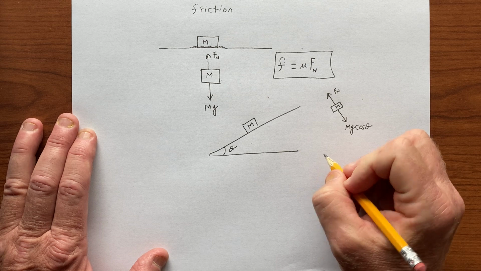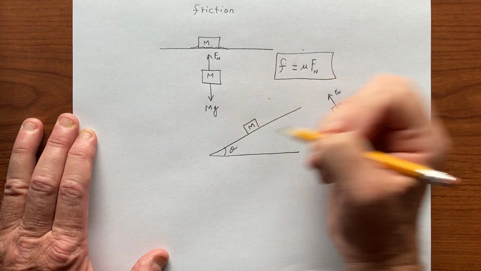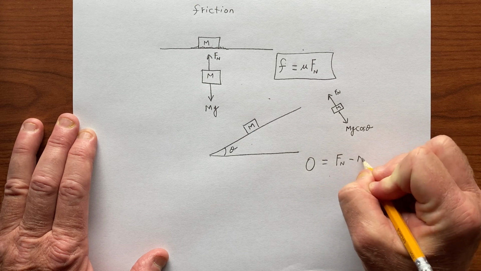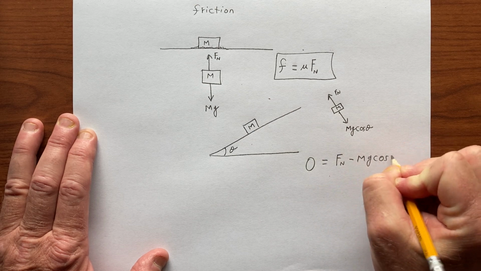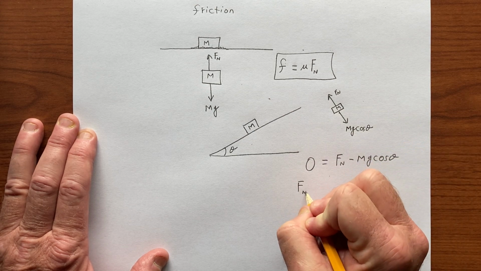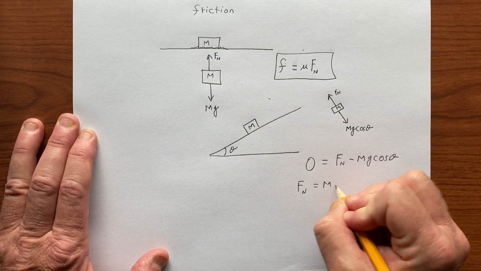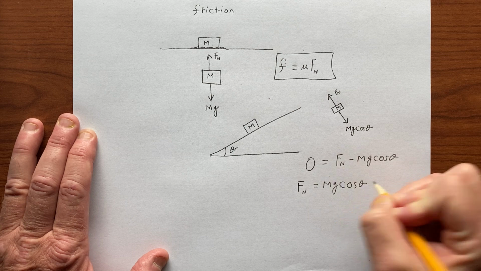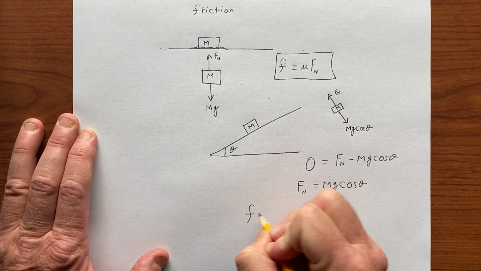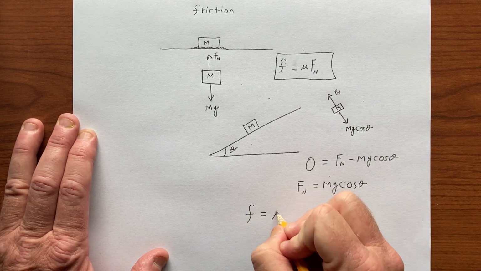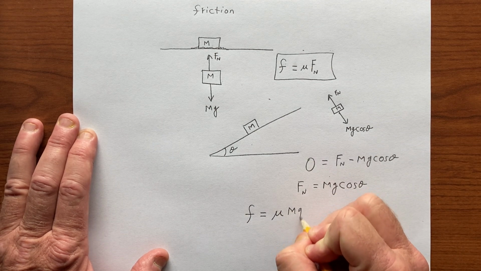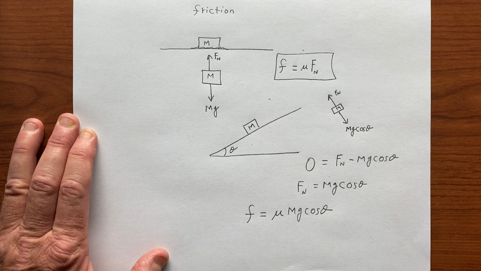So in this case, there's no acceleration in this tilted vertical direction, so we get 0 equals Fn minus mg cosine theta. And so on the inclined plane, we have Fn equal to mg cosine theta, as we've seen, and the frictional force is therefore some coefficient of friction times mg cosine of theta.